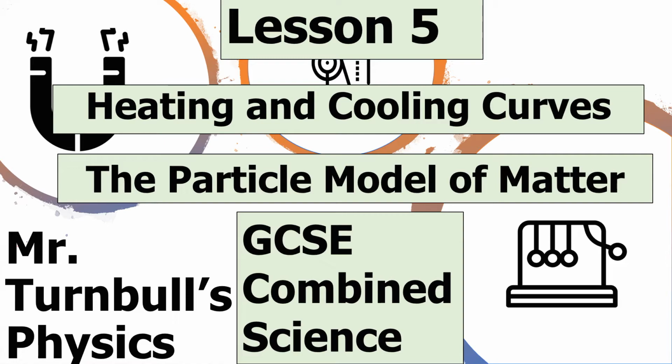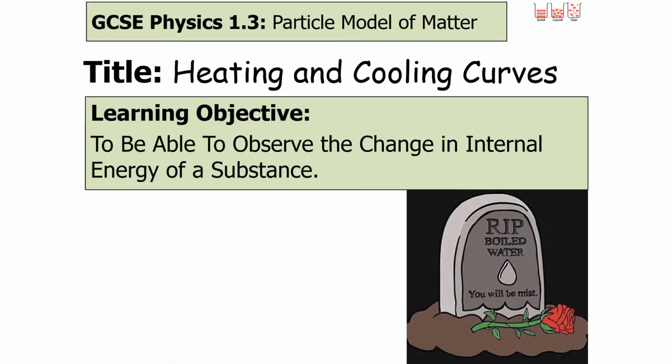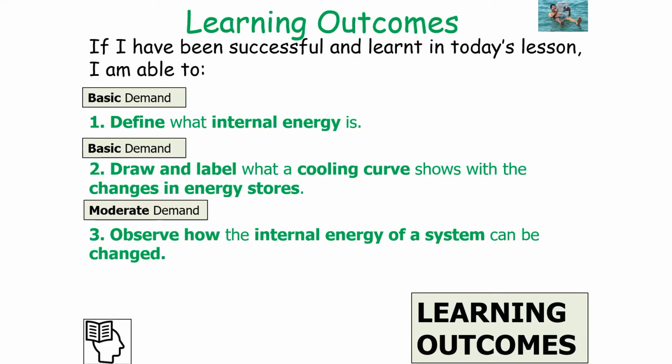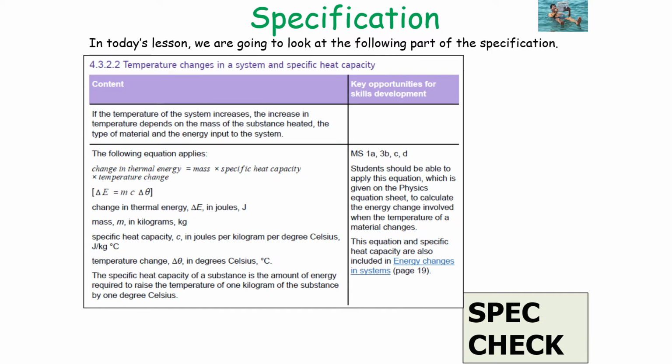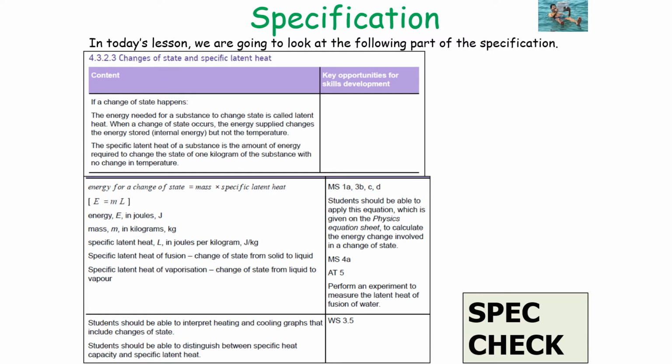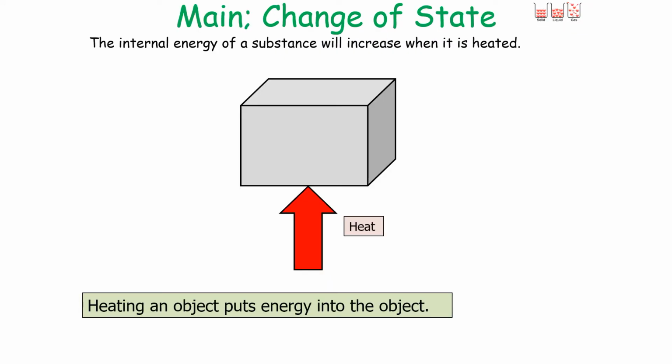So if we're successful and we learn in today's lesson, we should be able to observe the change in the internal energy of a substance. So we should be able to define what internal energy is, draw and label what a cooling curve shows with changes in energy store, and then observe how the internal energy of a system can be changed, which falls into the following part of the AQA Combined Science Specification for physics. So we're looking at internal energy, temperature changes in a system in specific heat capacity, and changes of state in specific latent heat.